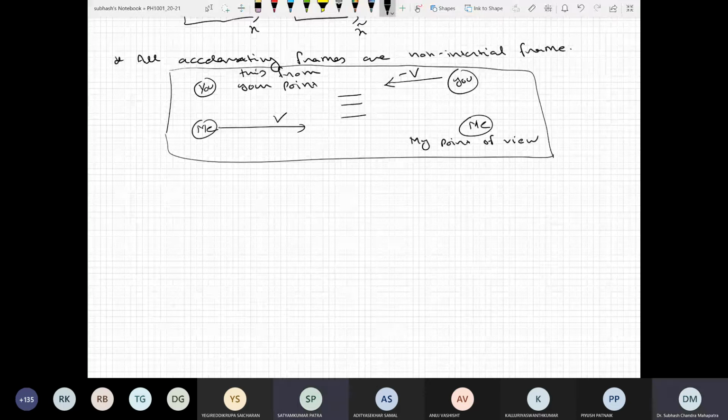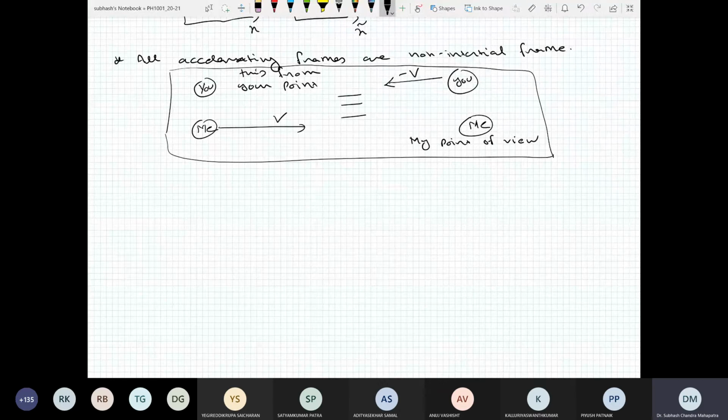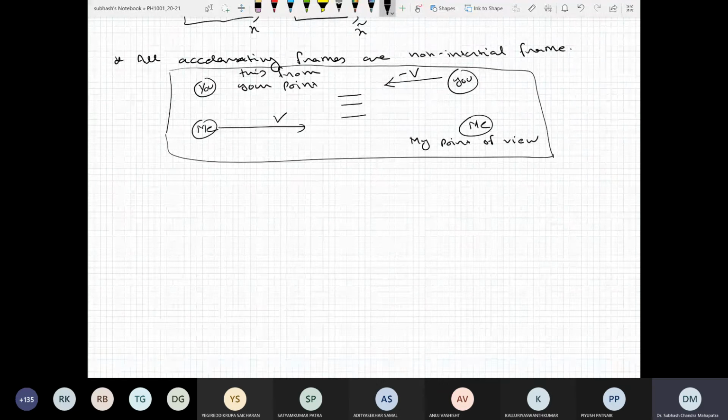Sir, if we change the reference, it might be inertial and non-inertial, no? No, no. If the velocity of your frame, the velocity of you, is changing, then for me you are a non-inertial frame. If your velocity is the same throughout your motion, then you are an inertial frame for me. Okay?